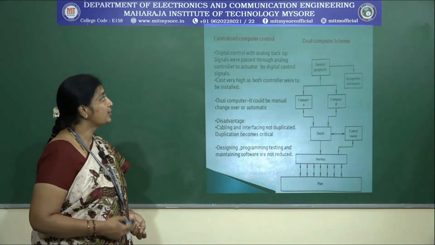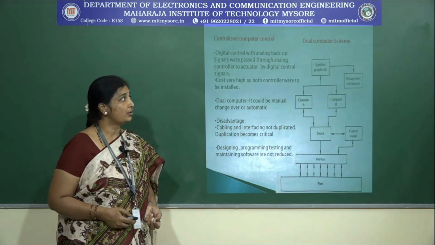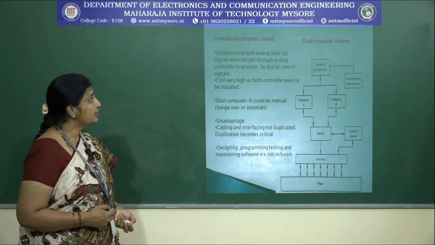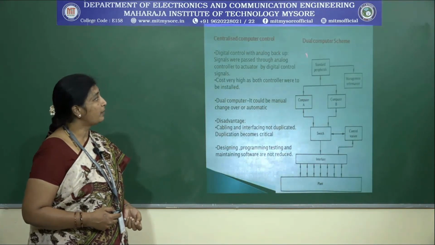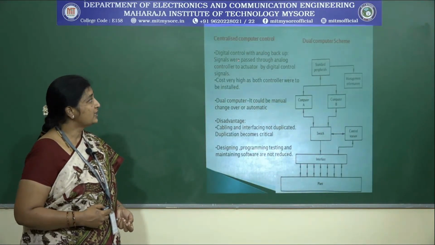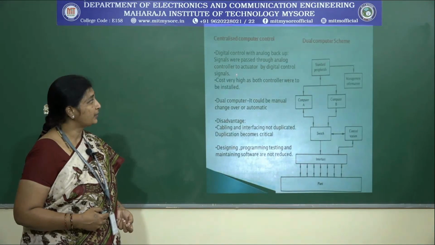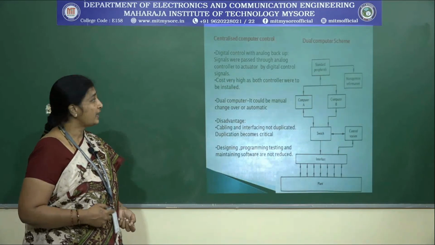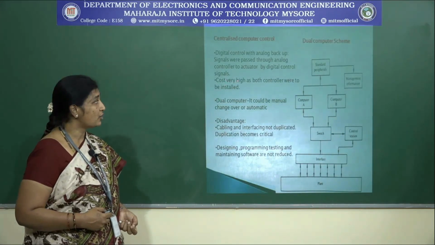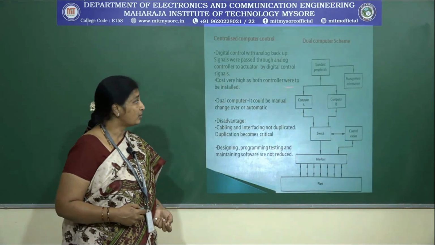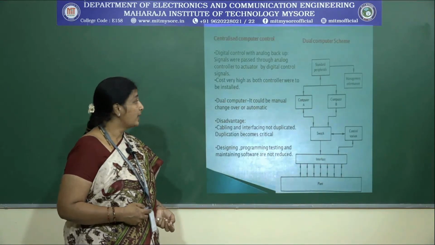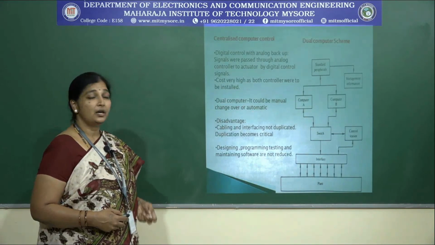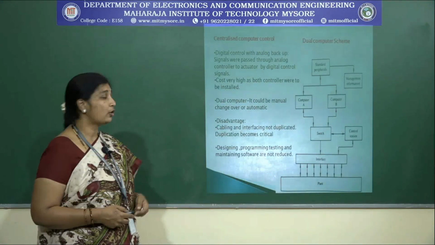That's the reason we need to have a centralized computer control, or you can call it a simple dual computer scheme. Digital control with an analog backup means signals were passed through the analog computer control to actuators by digital control signals, and the cost was very high as both controllers had to be installed. With dual computers, the changeover can be manual or it could be automatic.